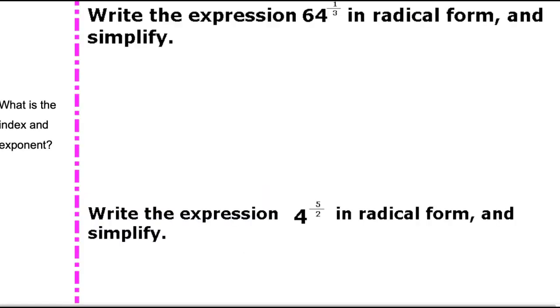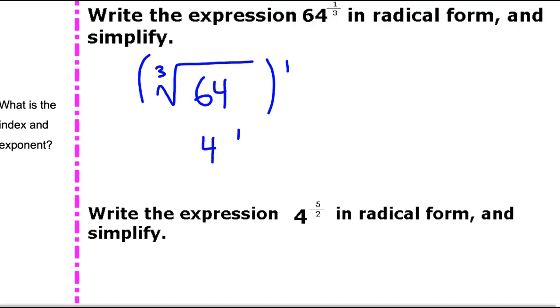Here's some examples of that. 64 to the 1/3 power, write it in radical form. Well, write a radical then. Make your denominator, that's the one on the bottom, the 3, the index of the root, and make your numerator all of that to the power of the numerator. And then your radicand is whatever the base is, in this case 64. Cube root of 64 is 4 to the 1st power, which is 4. I mean, how neat is that?